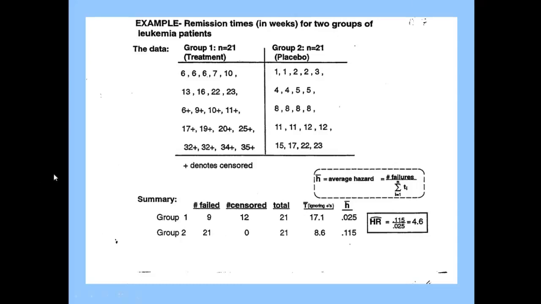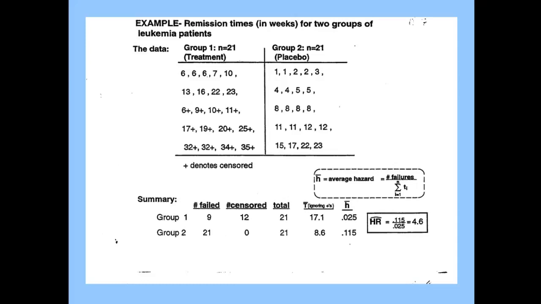So how many people in group 1 failed? I'm talking about went out of remission. You can count them, because the ones that failed are the ones that don't have pluses on them. Because for the ones with pluses, you don't know what happened to them. Maybe they failed or went out of remission, but you don't know when. So you count this as 9. Nine people went out of remission. How many went out of remission in group 2? All 21.